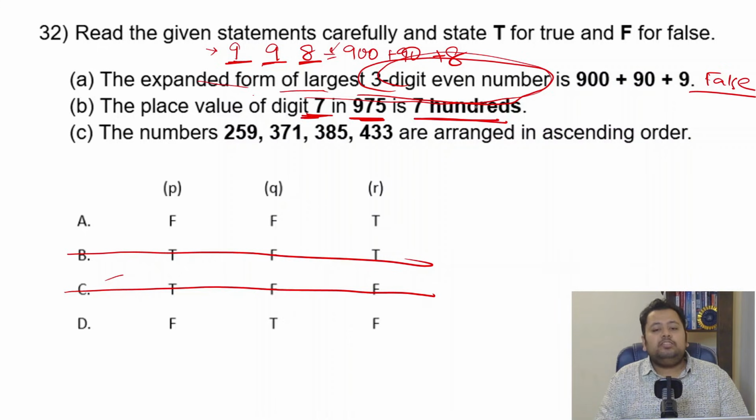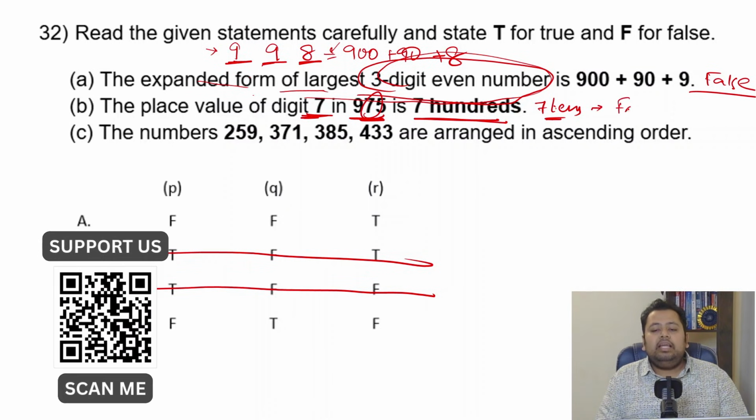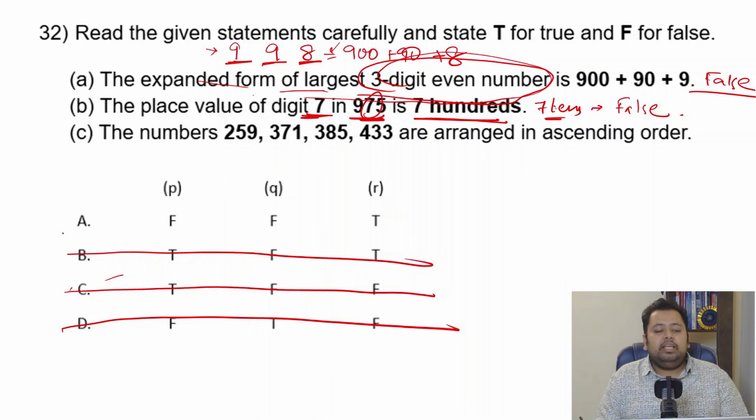Is it true? Is it 700s? No, it is 7 tens, right? 7 is in tens place. So it's 7 tens, not 700s. So this again is false. So option D also cannot be the answer. Option A is the correct answer.